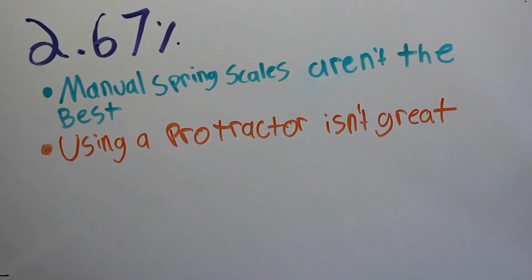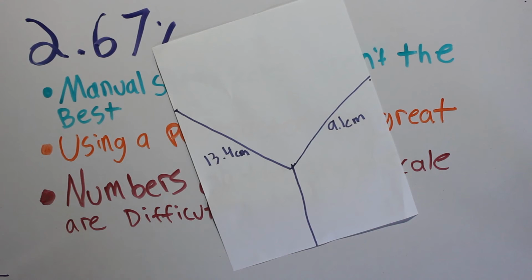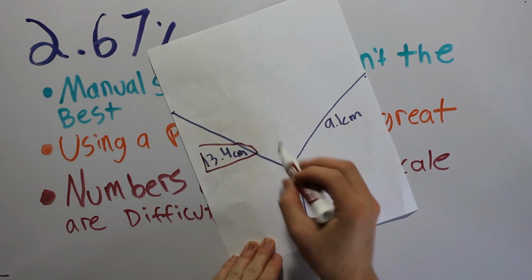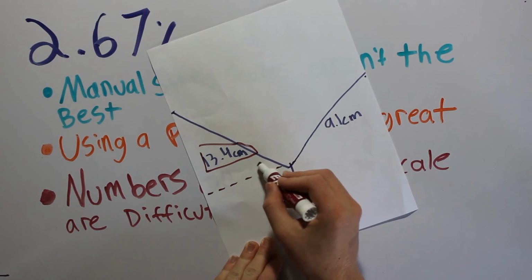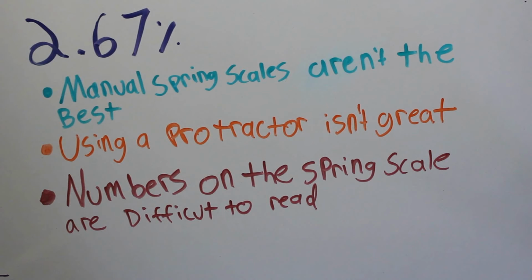Now, the reason why we got any error at all is because of several reasons. One, manual spring scales don't work as well as electronic ones. Reason number two, instead of using trig, you could use a protractor and measure this angle. That's not the most accurate thing. And the third one is, on the manual spring scales, the numbers are a bit difficult to read, especially in newtons, because you can only get up to just about a quarter of a newton. And also with spring scales, if they're not calibrated correctly, your values will be off.